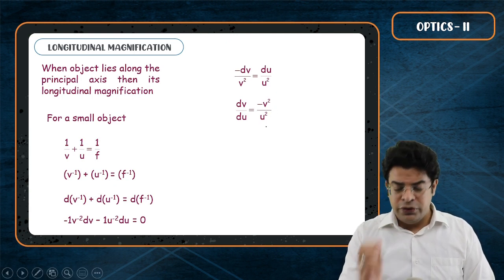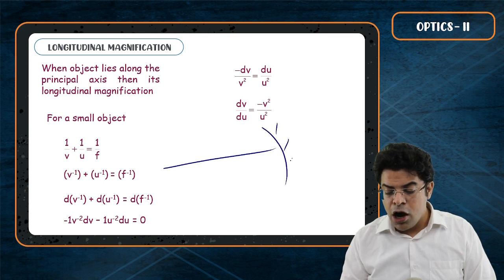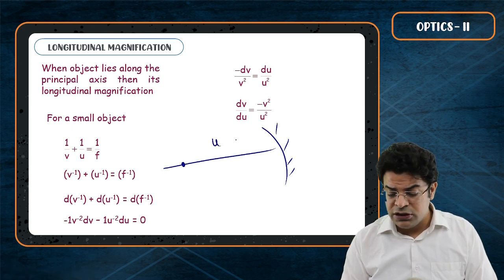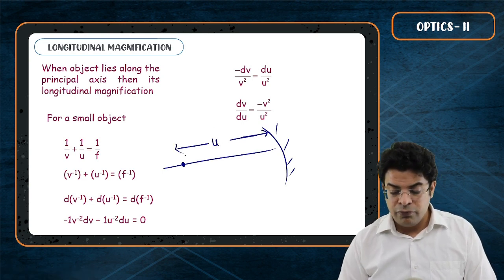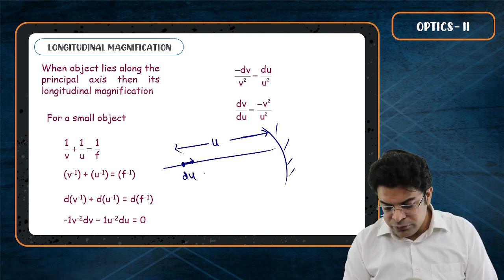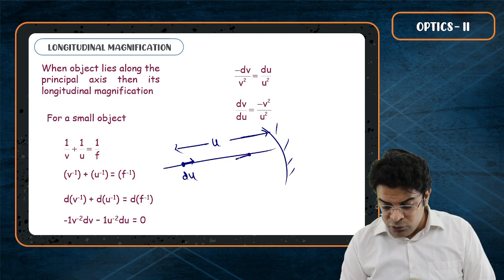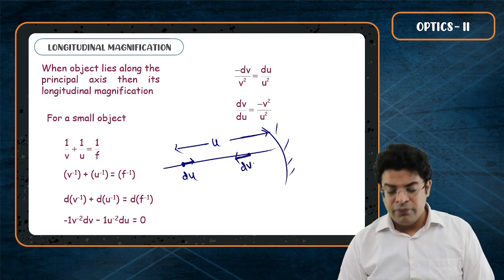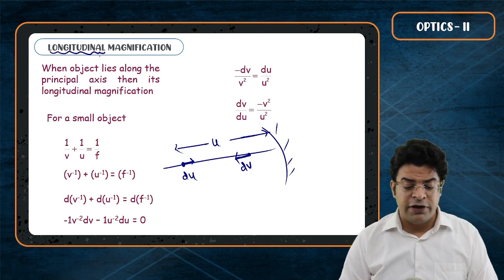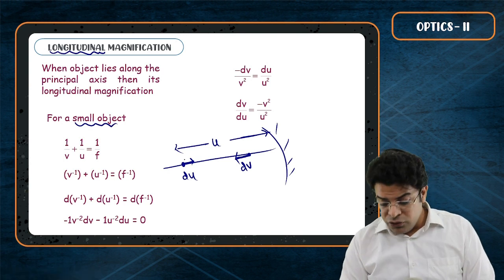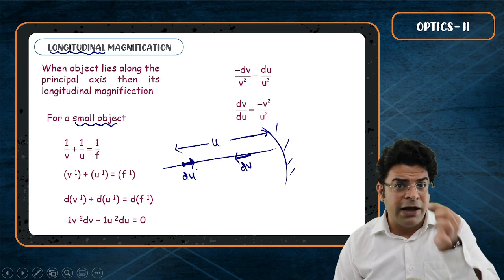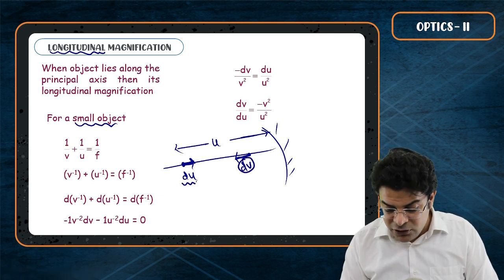Sir, why are you doing this? Now think that you have a point object, and this point object has got its position with respect to pole as u. If you move this point object by a small distance du, then its image will also move by a small distance dv. Our mission is to find the magnification, the longitudinal magnification of a small object. So you have a small object placed along the principal axis. So your mission is to find dv by du, right?